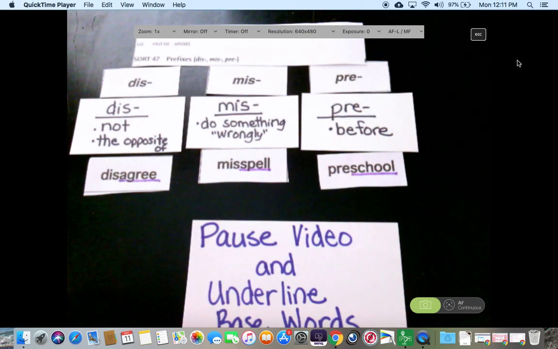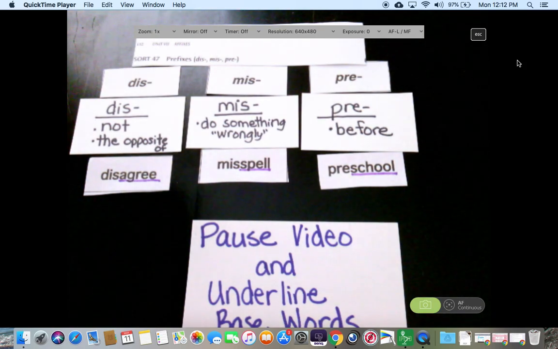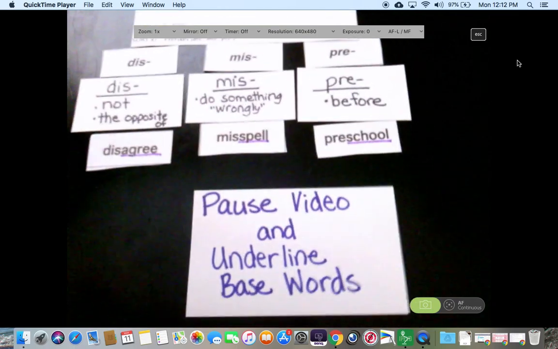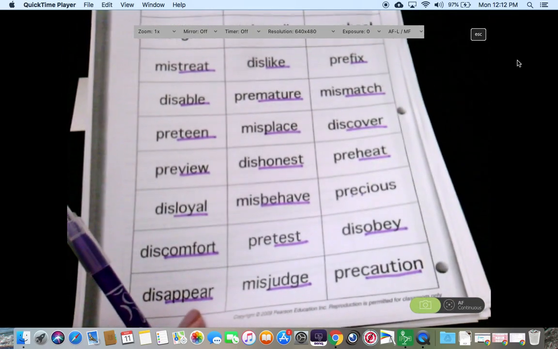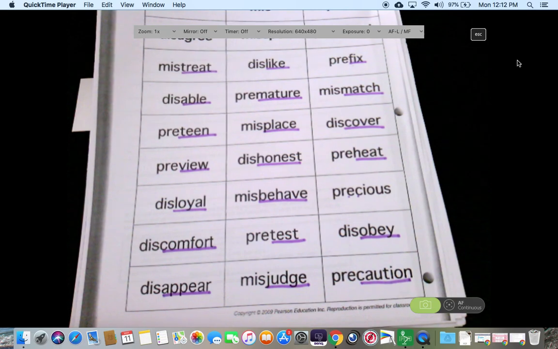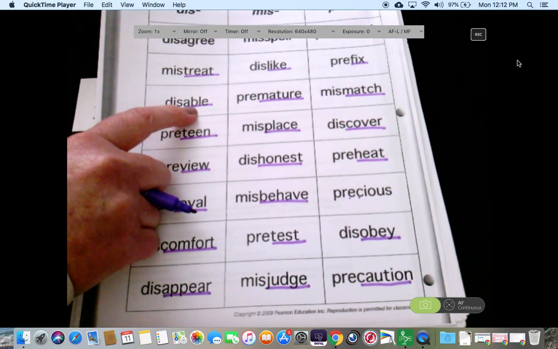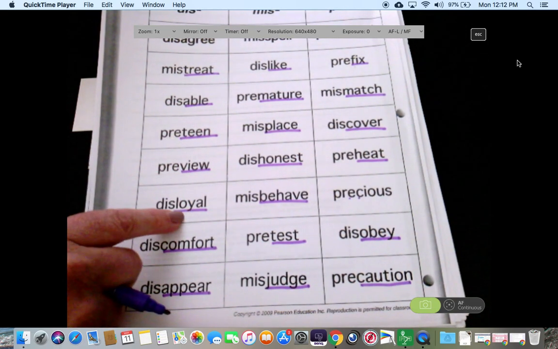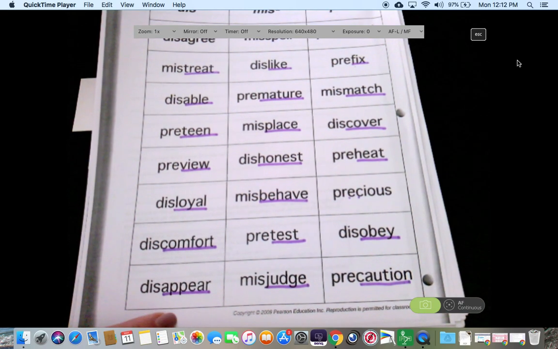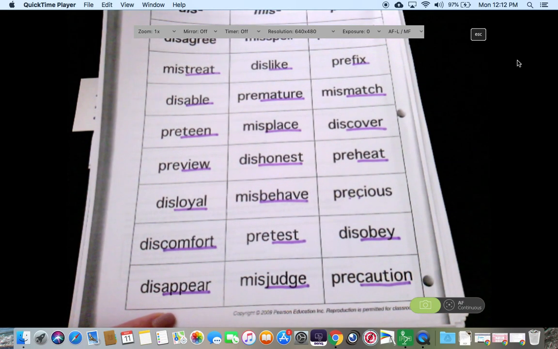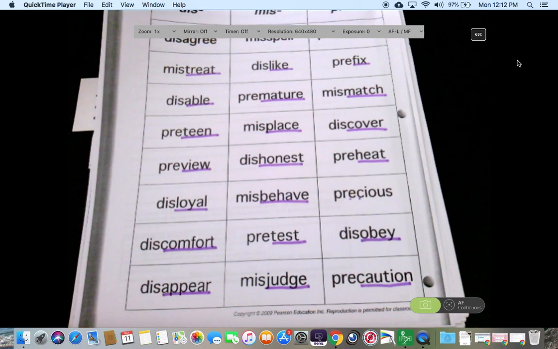And while you're looking at the words and figuring out what your base word is, I want you to really be thinking about what that base word means. And so, all right, if you've underlined all your base words, you press play. Let's take a look. So I underlined all the base words. You want to make sure that you know the meaning of each of these base words, and then you would apply the prefix to it, okay?